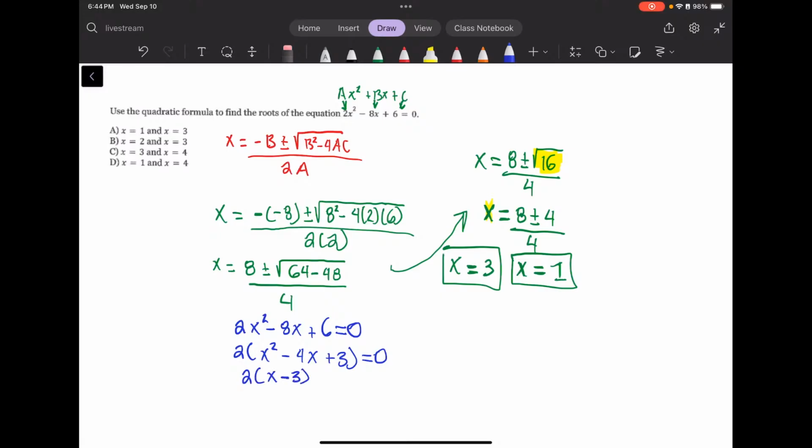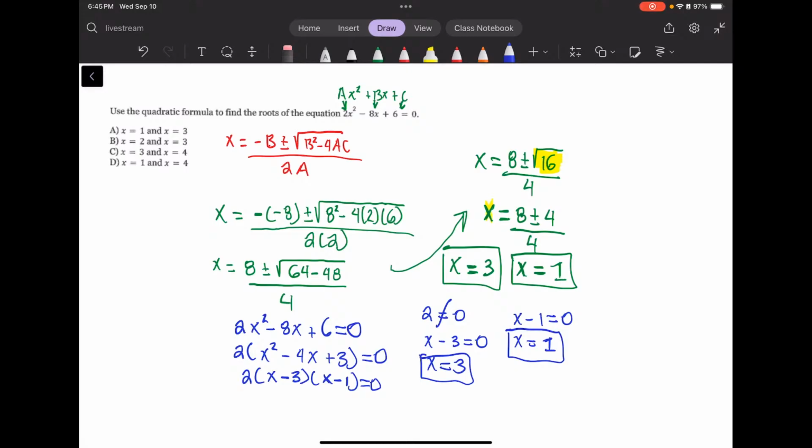So when we continue to simplify, we're going to have 2 times x minus 3 times x minus 1. So now we set our factors equal to 0. 2 is equal to 0? That's incorrect, so we toss that one out. x minus 3 is equal to 0, so we know x is equal to positive 3. We already identified that x, so we know this is correct. And then the second one, x minus 1 is equal to 0, so we know x is equal to positive 1.